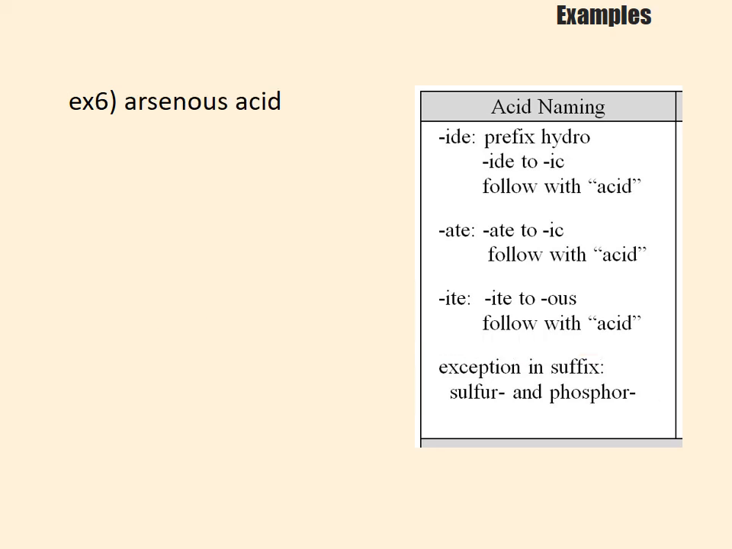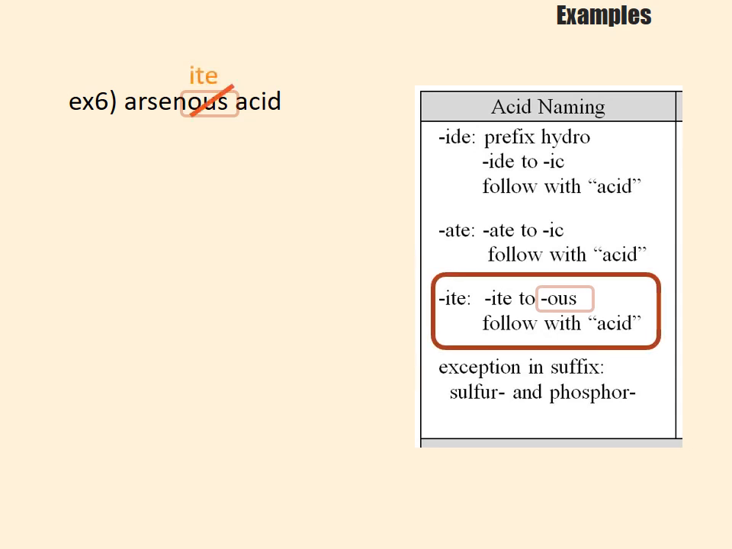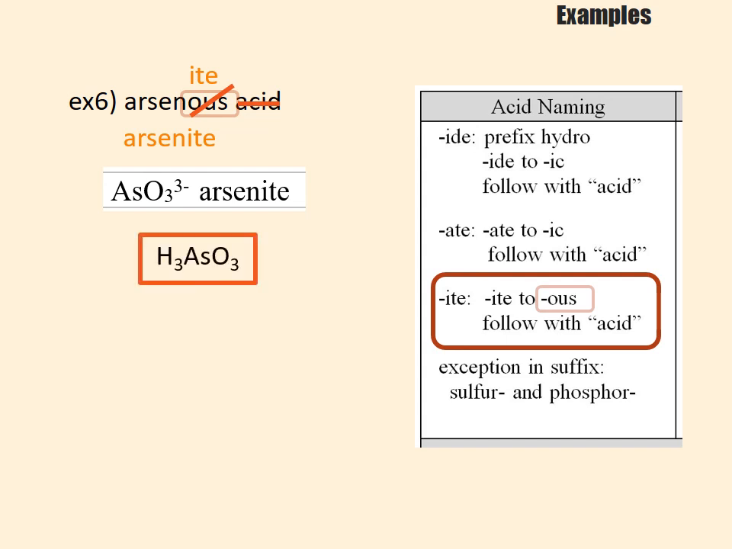Example 6, arsenous acid. I have us, so that means the original ending would have had to have been ite. So I'm going to revert us back to ite and then take off the acid that was added to the name. And that leaves me with arsenite. So I go to my common negative ions list and look up arsenite, and I find that arsenite is AsO3 with a 3- charge. Since it has a 3- charge, I will need 3 H pluses to come before the anion to balance that charge out. So arsenous acid is then H3AsO3.